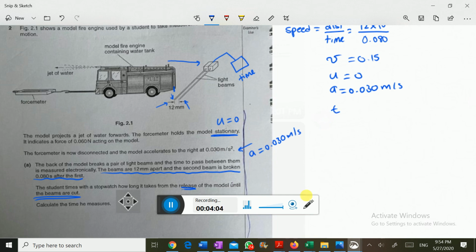So we need the time. I can use this equation, a equals v minus u over t. a is 0.030 equals 0.15 minus 0 over time, which is unknown. The answer is 5 seconds. Okay.